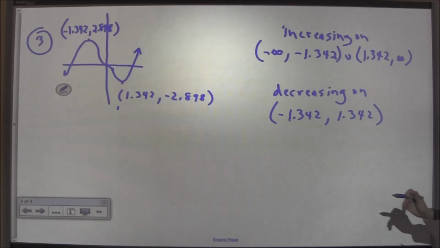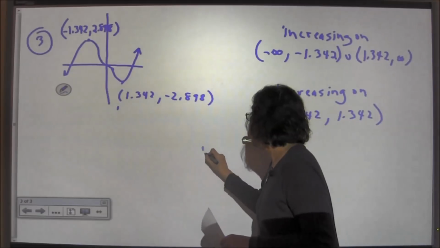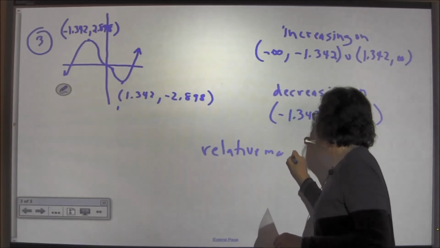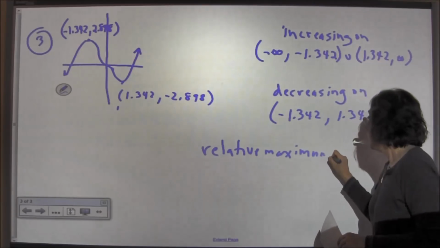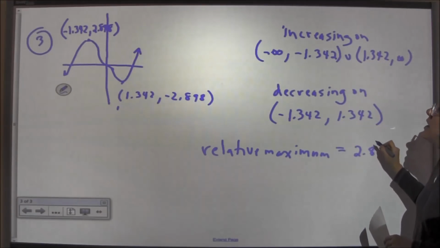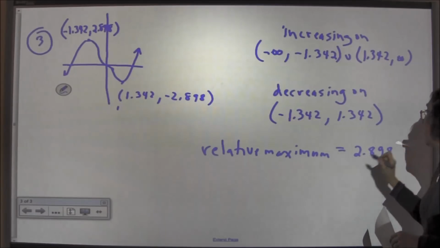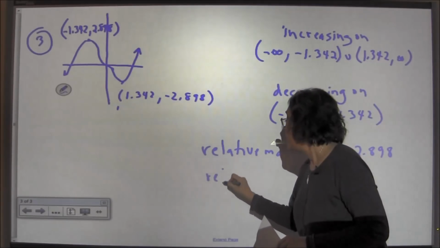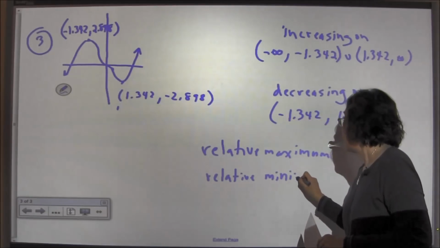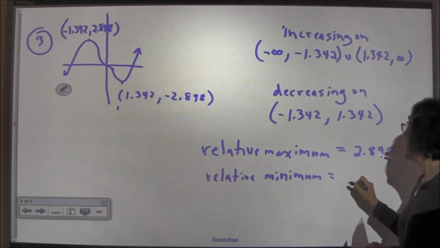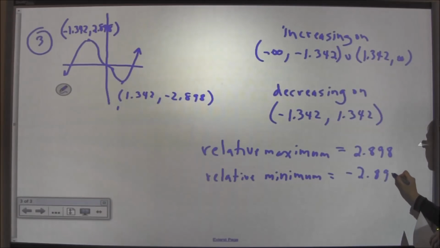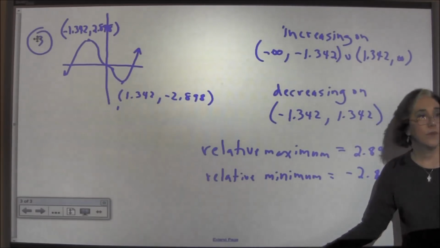And then I think it also asks for the relative max and the relative min. So you would say the relative maximum is 2.898 approximately. And the relative minimum is negative 2.898. Okay?